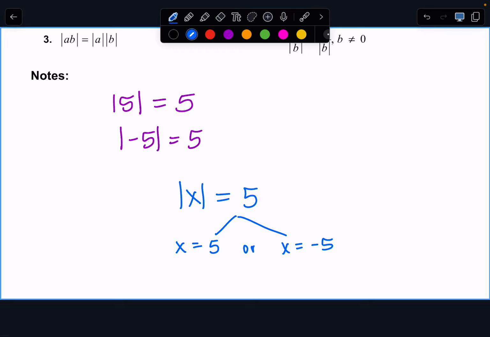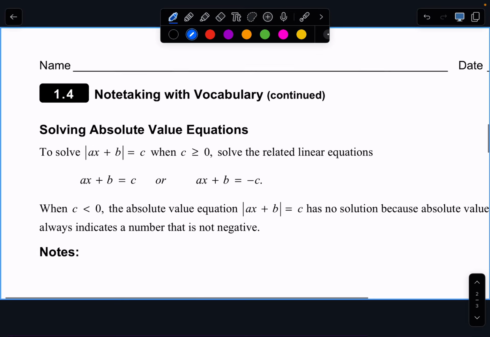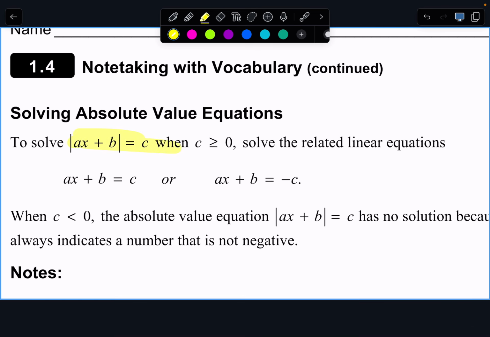When we get an equation that has an absolute value, we're going to have to consider the possibility that we could have a negative or a positive number inside of our absolute value that gives us the same solution. Okay, so if you turn to the top of the next page, this is essentially what we're going to be working with right here. When we have an absolute value that equals a number, we can essentially break it up into two equations. It could equal a positive, it could equal a negative. Okay?